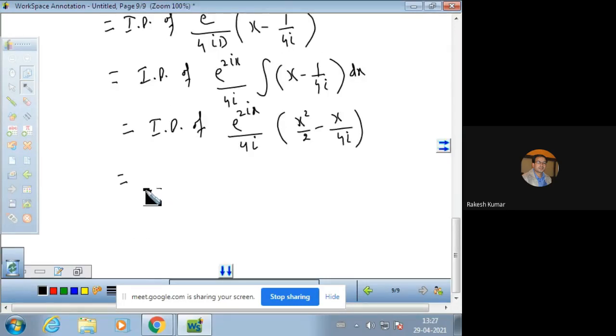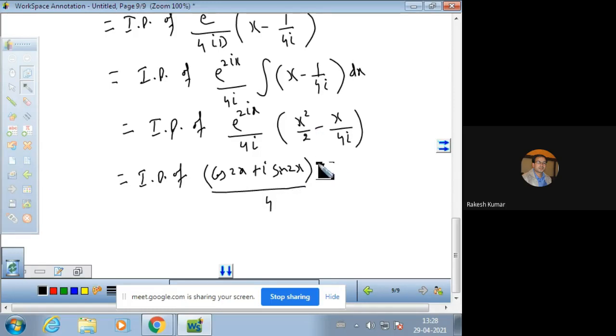Open the imaginary part. The imaginary part of e raised to power 2 iota x, that will be cos 2x plus iota sine 2x, and over there is 4, and you will have x square by 2 as it is, minus x over 4 iota. This is the iota also.